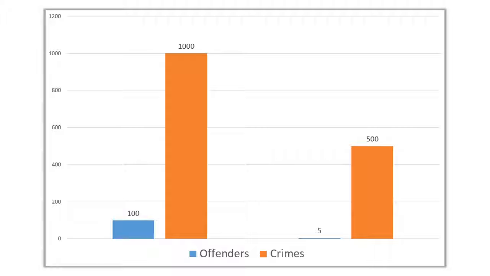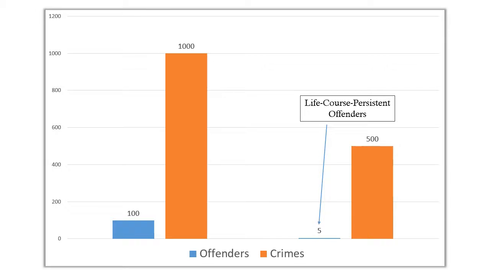Now, returning to the graph we ended our introductory lecture with, you should recognize this. Remember the 5 or 6 offenders who accounted for over 50% of the crime? Now we have a name for them. Life course persistent offenders.